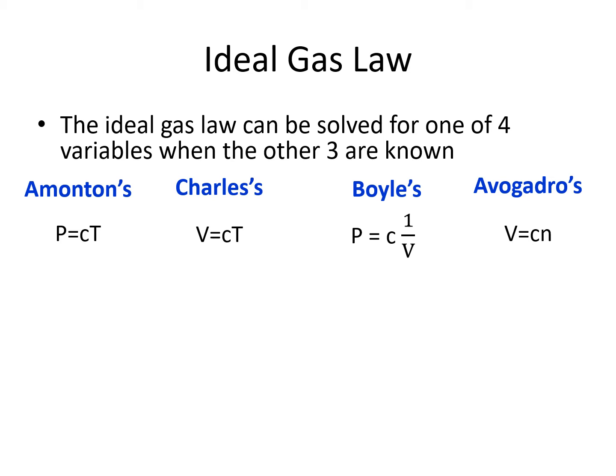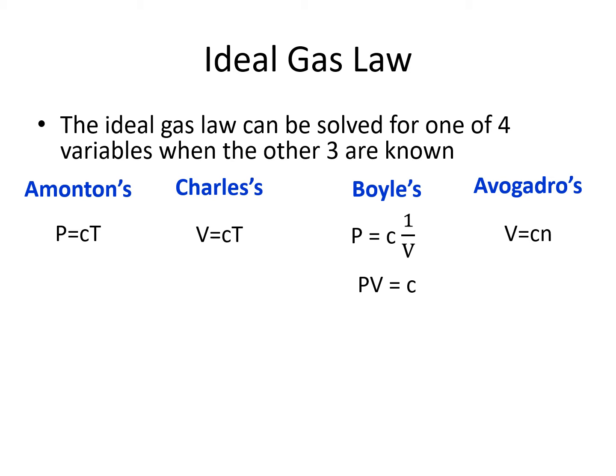We could write those as equality equations with a c, a constant, and combine these together by looking at which side of the equal sign things are on. Before we do that, we want to rearrange Boyle's law so that everything is in the numerator. We multiply both sides by v, and we get PV equals our constant c.